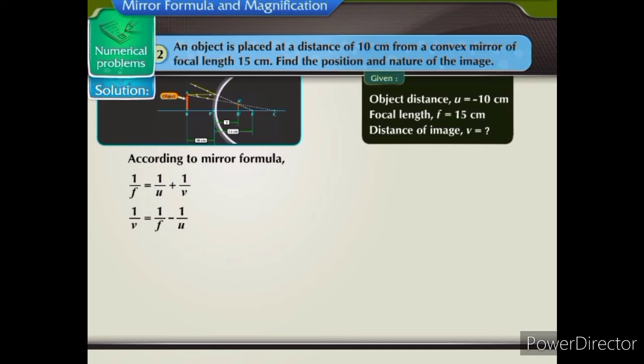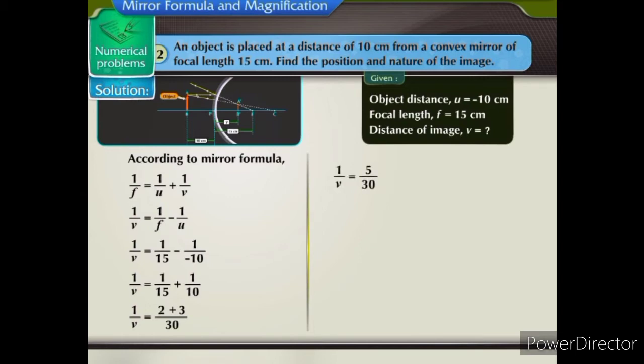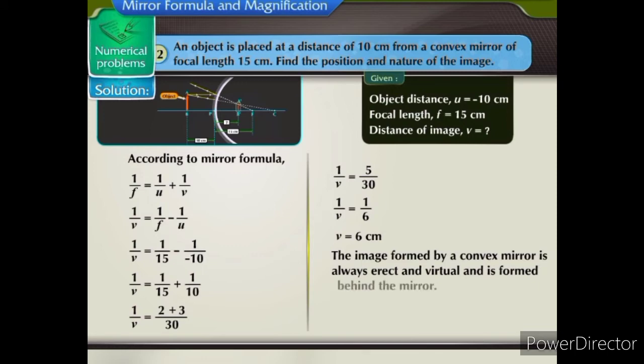Substituting the given values, we get 1 upon v is equal to 1 upon 15 minus 1 upon minus 10, which is equal to 1 upon 15 plus 1 upon 10, which is equal to (2 plus 3) divided by 30, which equals 5 by 30. Therefore, 1 upon v is equal to 1 upon 6. Therefore, v is equal to 6 centimeters. Hence, the image formed will be 6 centimeters away from the pole of the mirror. The image formed by a convex mirror is always erect and virtual and is formed behind the mirror.